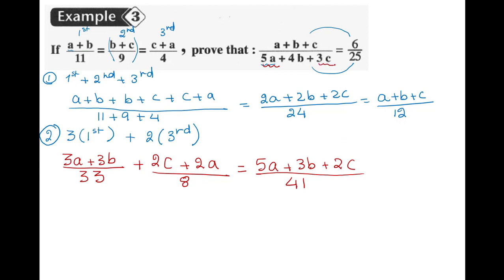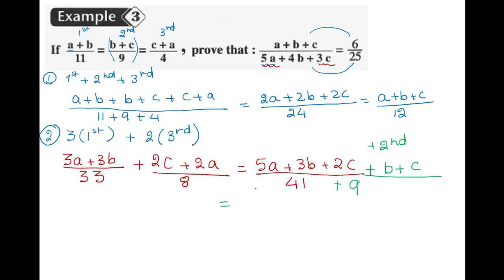Okay, now I have my 5a, I have 3b, I need one more b, and I have 2c, I need one more c. So, if I add the second term, I will get my extra b and my extra c. And I'm going to add to this here the second term. So, plus b plus c over plus 9.